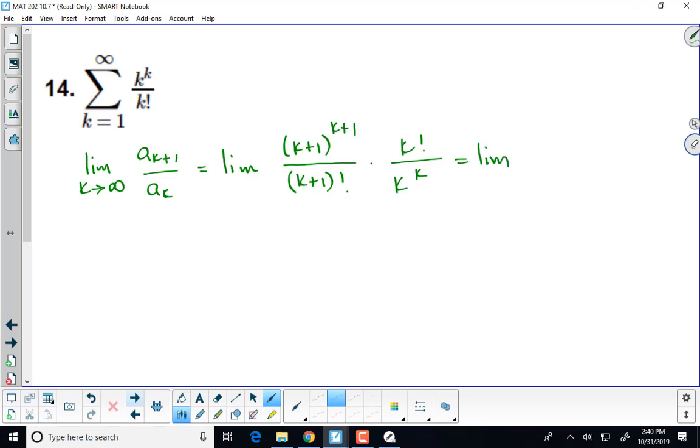Well, assuming we can take this limit, let's see, can we take this limit? This is such a scary thing. All right, so let's try to take this limit.